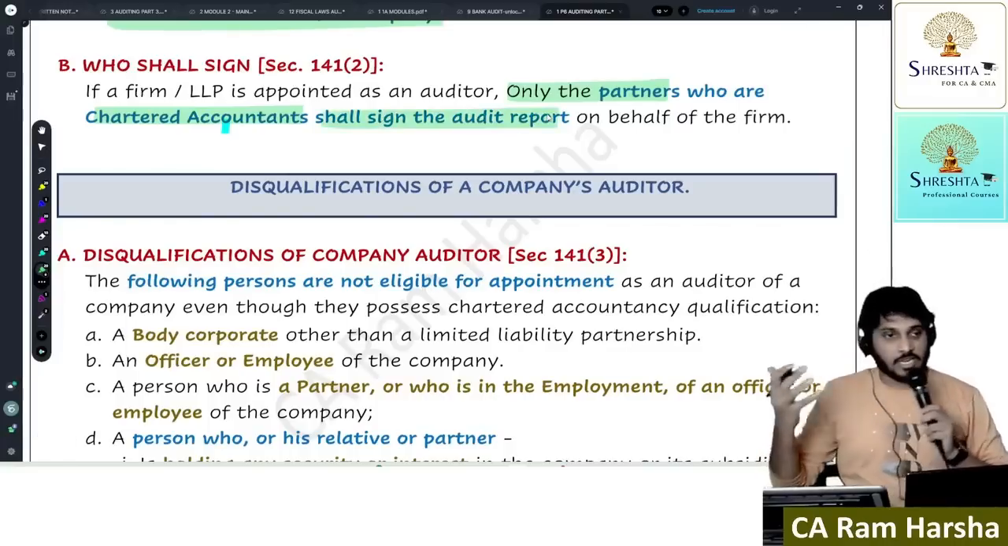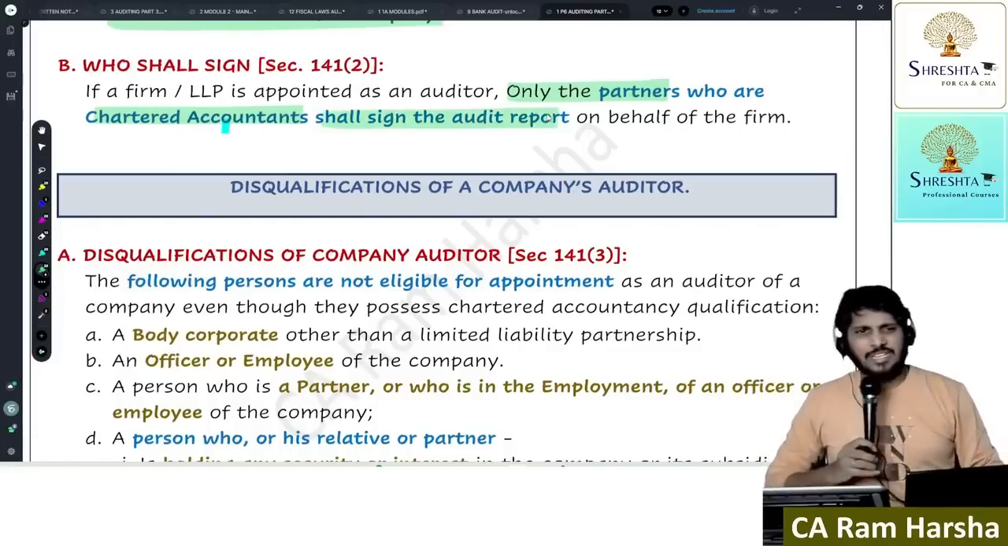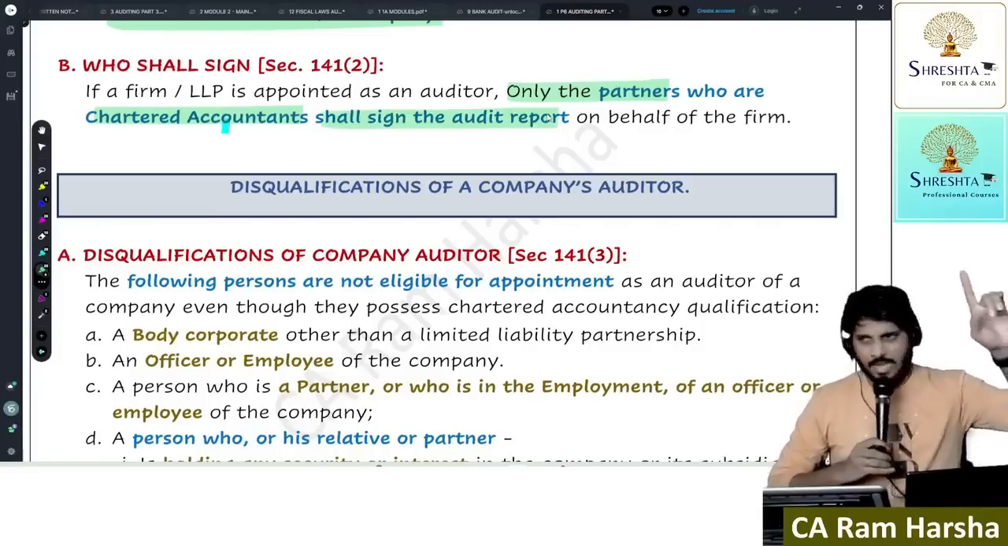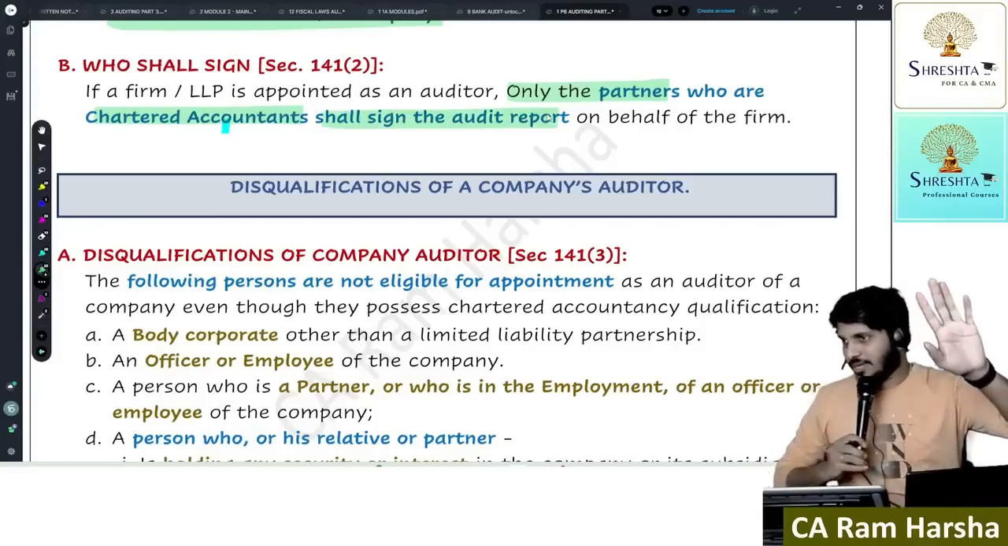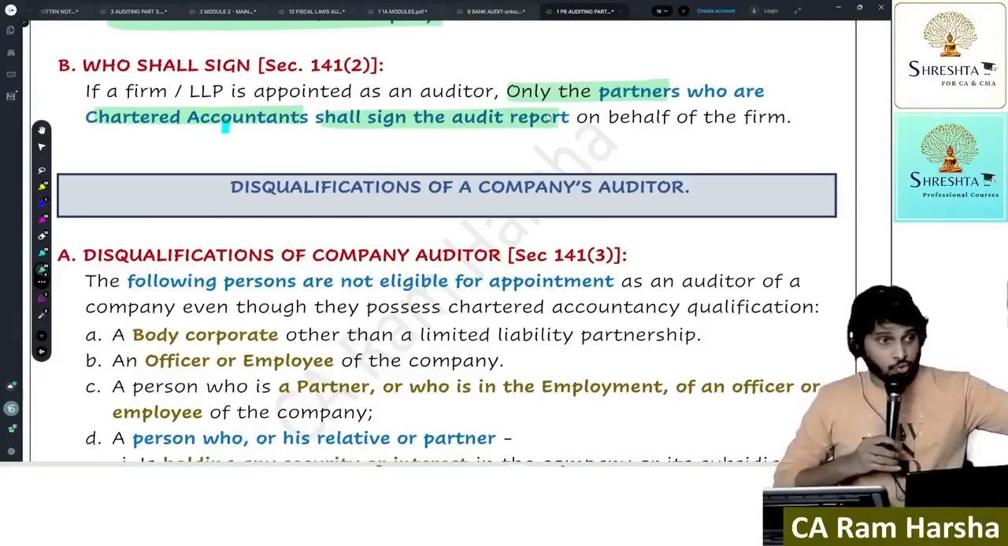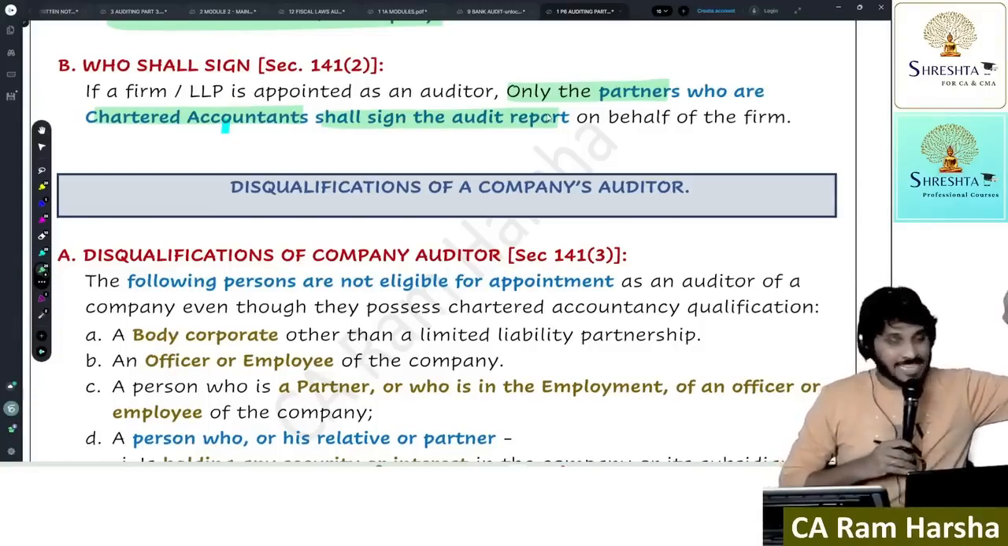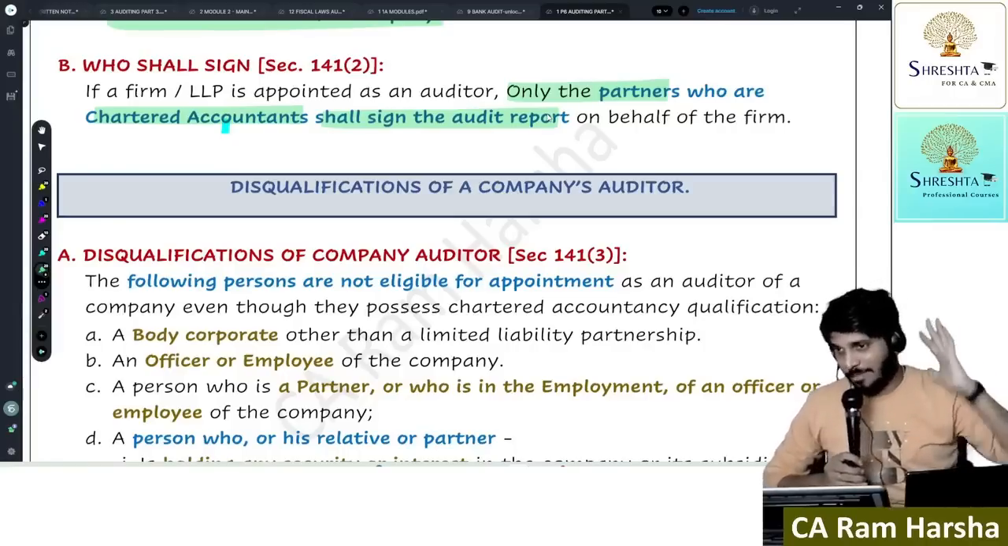So partners who are chartered accountants shall sign the report. All partners will sign, or only one partner? One partner is enough. Any one partner the firm should choose, and that partner will sign, and he is called the engagement partner.